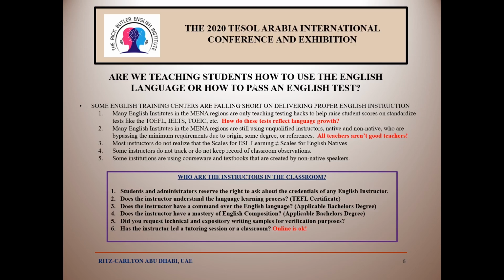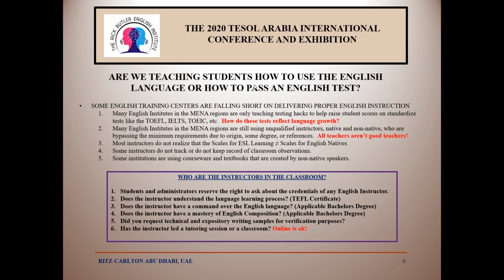Three, does the instructor have a command over the English language? Four, does the instructor have a mastery of English composition? We have to make sure that the teacher has the ability to write. Writing is very important, and oftentimes English speakers speak the same way that they write. So if they can't write, normally that's an indicator that they won't be able to speak with the proper form either. So this leads into five.